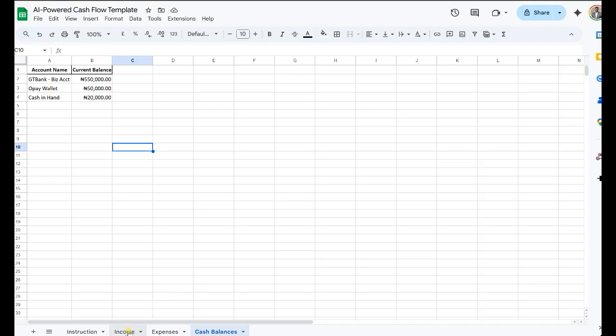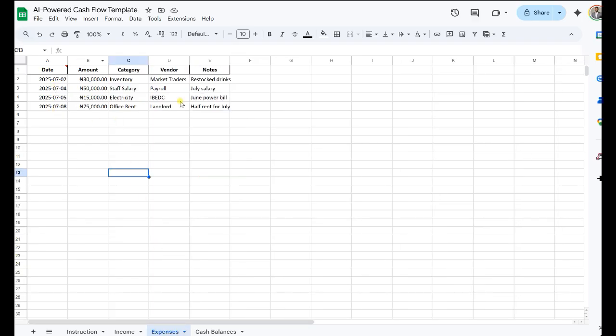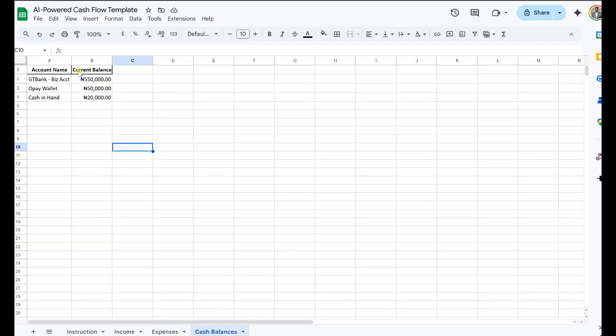So the income tab basically has these columns: the dates, the amount, the source, the payment method, and the notes, like a description of what that money is about. On the expenses tab, you have the dates, the amount, the category, the vendor, and the notes. This is obviously demo data, but you populate it with your own data. And then cash balances, as explained, is basically where and how much you have.